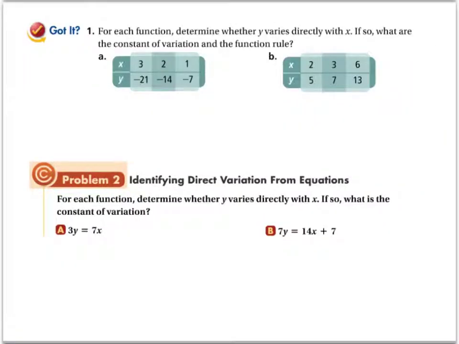And then the got it questions, they're the same thing. You have to find k, and if k is the same, then you know that it varies directly. So what do you guys think for A? Is A a direct variation?